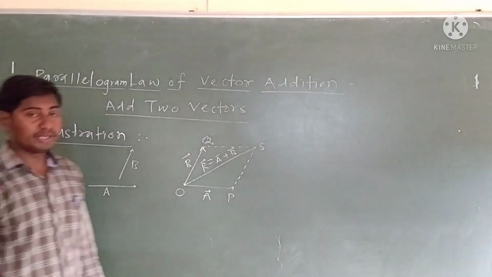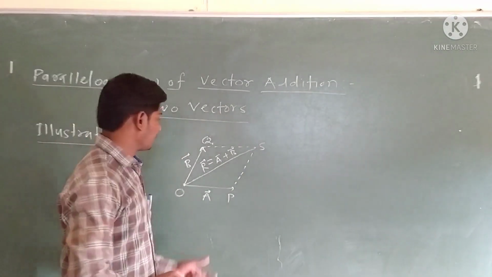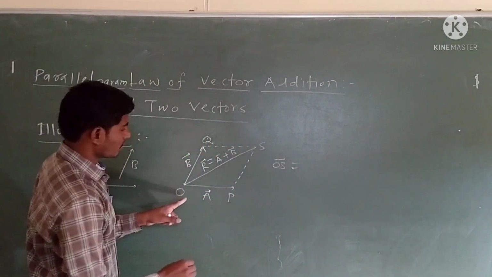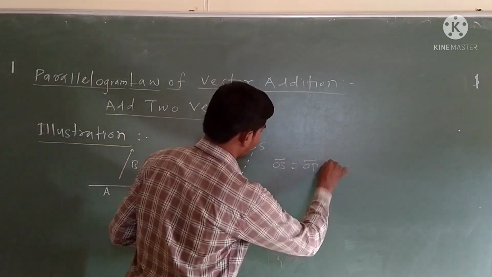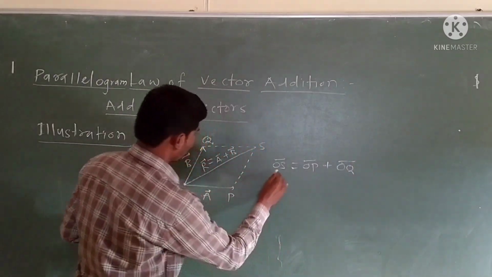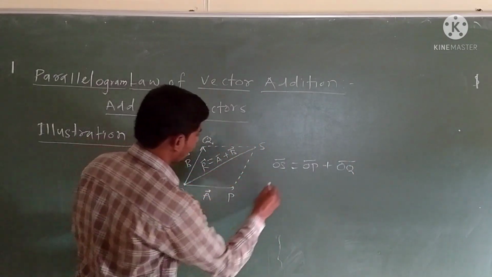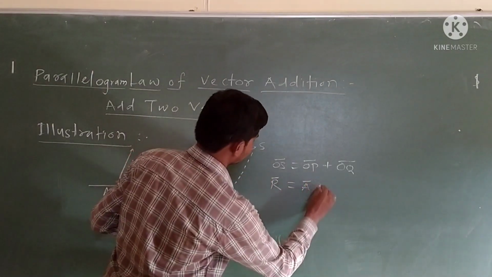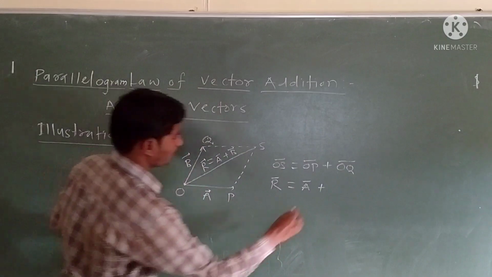Okay, according to triangle law of vector addition, diagonal OS is equal to OP plus OQ. OS is the resultant R, OP is the A vector, OQ is the B vector.